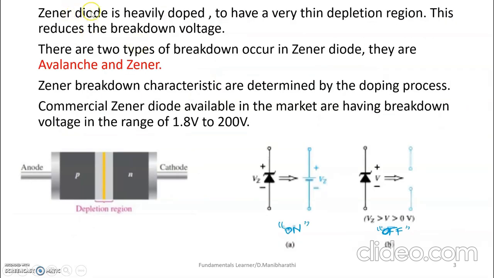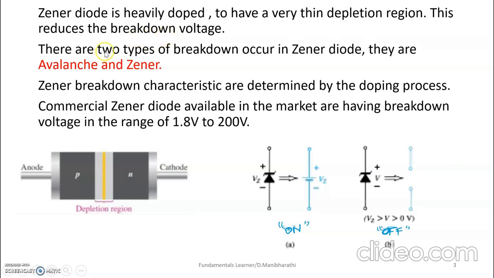And if you look at the construction, the Zener diode is heavily doped, right? Since it is heavily doped, it has a very thin depletion region. Since it has a very thin depletion region, it reduces the breakdown voltage, right? The diode breaks down easily, because you are going to operate in the breakdown region, and only then can it act as a voltage regulator. Remember, an ordinary diode, that's a PN junction diode, will get permanently damaged once you use it in the breakdown region. But the Zener diode is specifically designed to operate in the breakdown region. It can withstand the breakdown voltage.